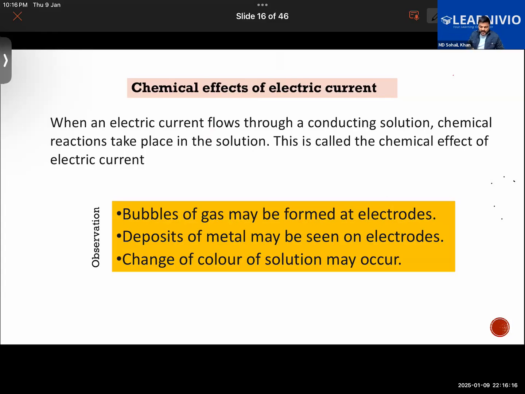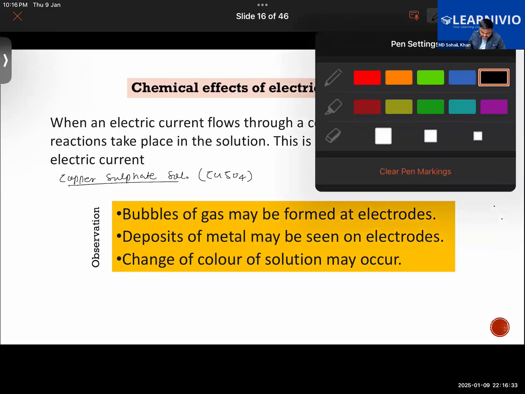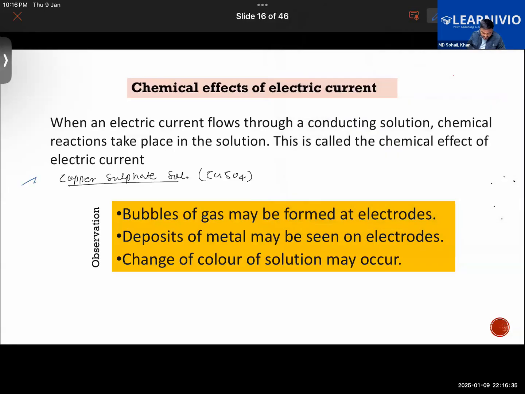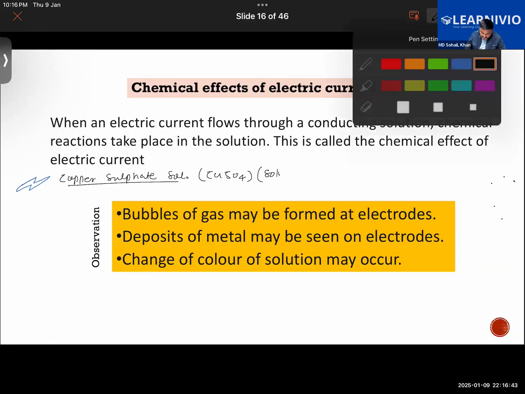Say for example, you have a copper sulfate solution. Copper sulfate, you all have heard of this before or not? This chemical? Yes. So you have a copper sulfate solution, that is CuSO4. Now, when electricity will be passed through this solution, keep this in mind, we have taken a solution of this in the aqueous state. Okay, I have written it already.